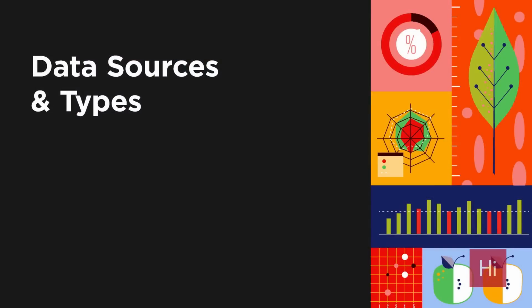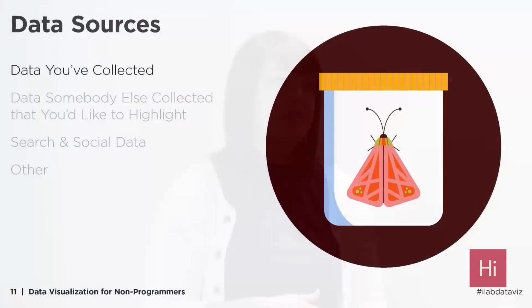So the first step, of course, in a data visualization is, unsurprisingly, data. So I want to talk a little bit about where we can find data, what are different types and sources.